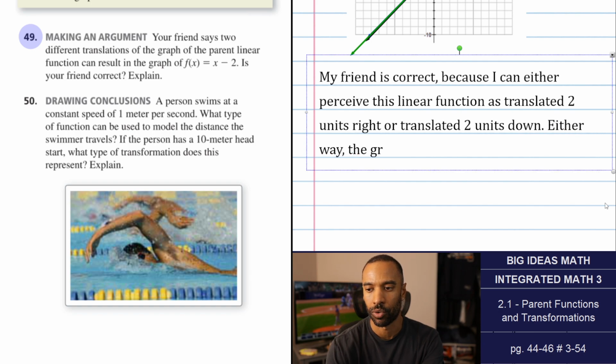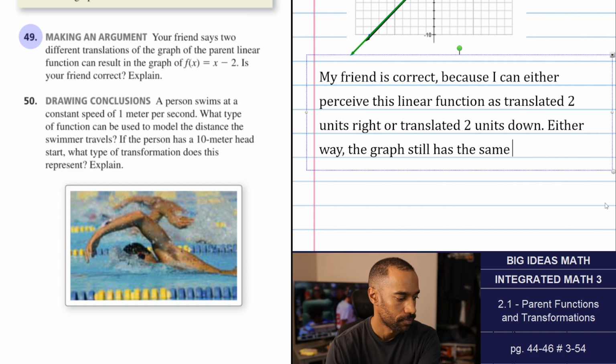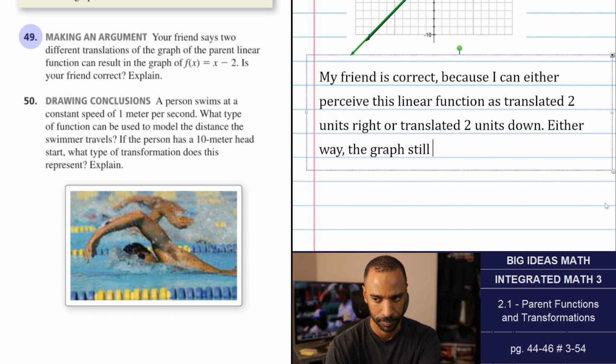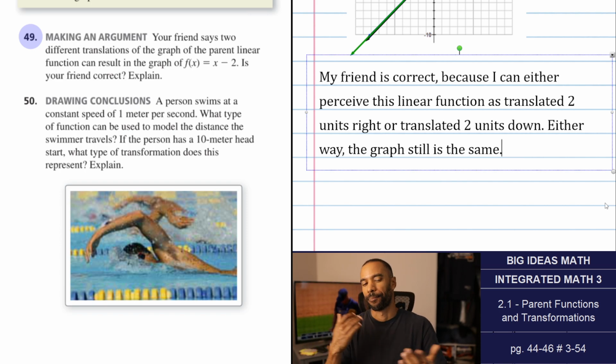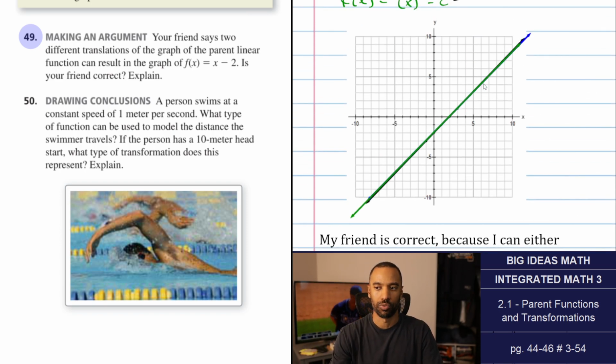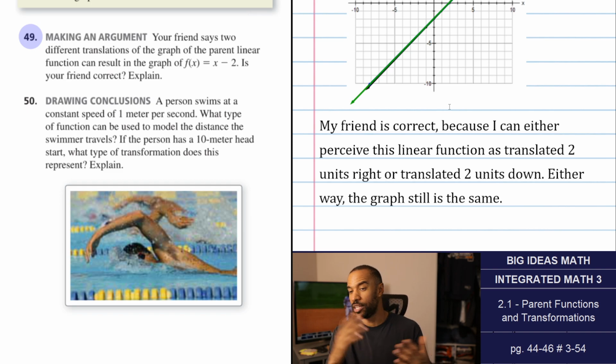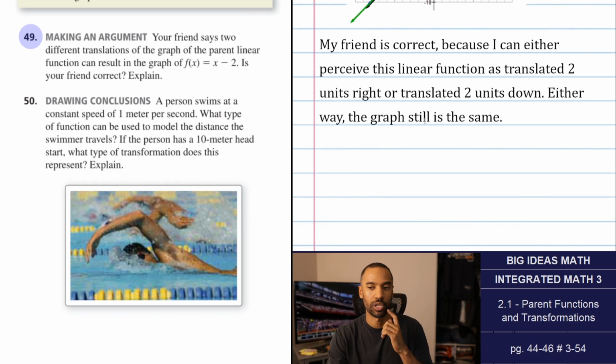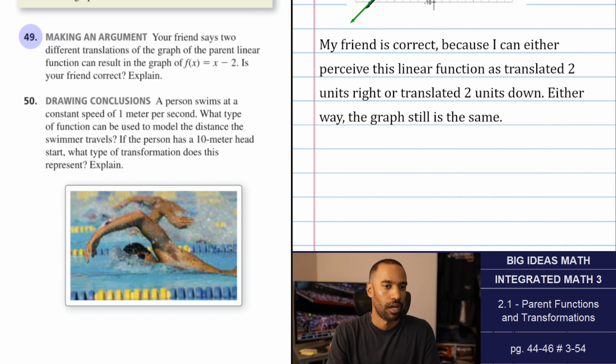Either way, the graph still is the same. Hopefully what I showed also works that out. You get the same graph, because the domain's still all real numbers. Right? The domain's still all real numbers. That doesn't change it. Okay, 5 more questions.